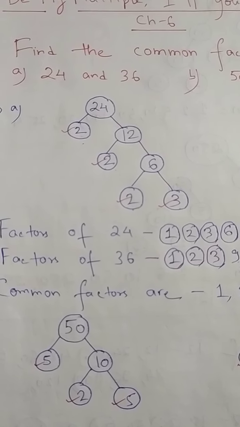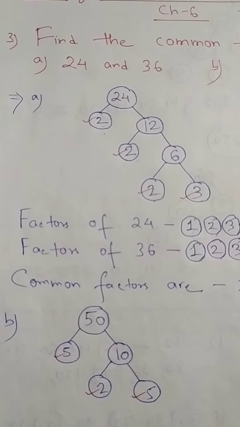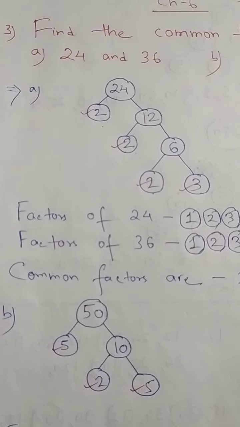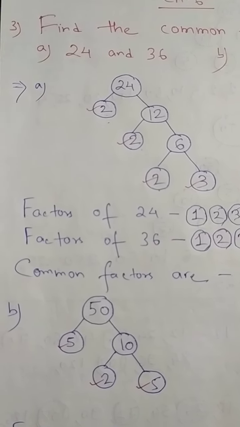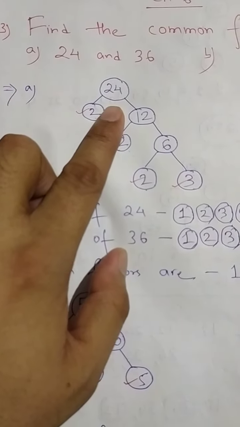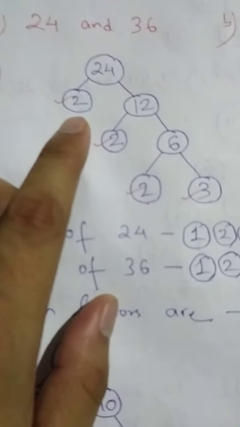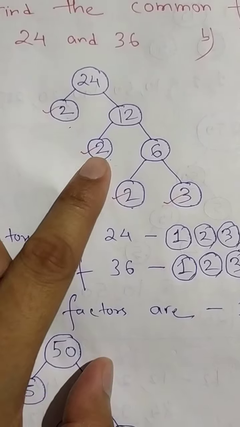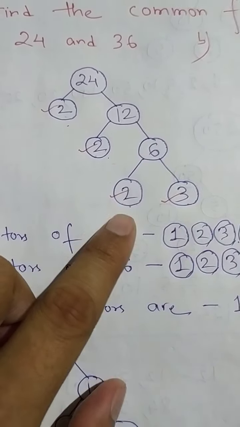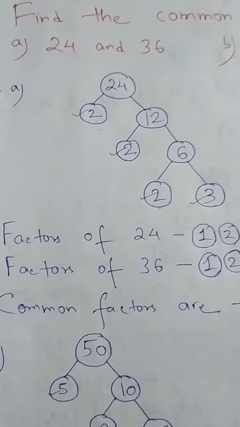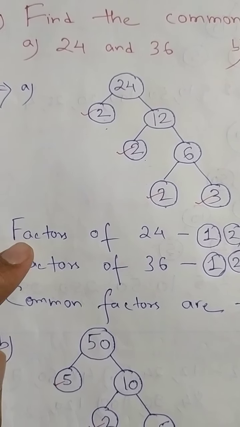In the previous video I have already told you how to find the prime factorization of a number. Now here you have to find the common factors using the factor tree method. The first one is 24. So 24 we can write as 2 into 12, then 12 as 2 into 6, and then 6 as 2 into 3. Now, how to write down the factors of 24?